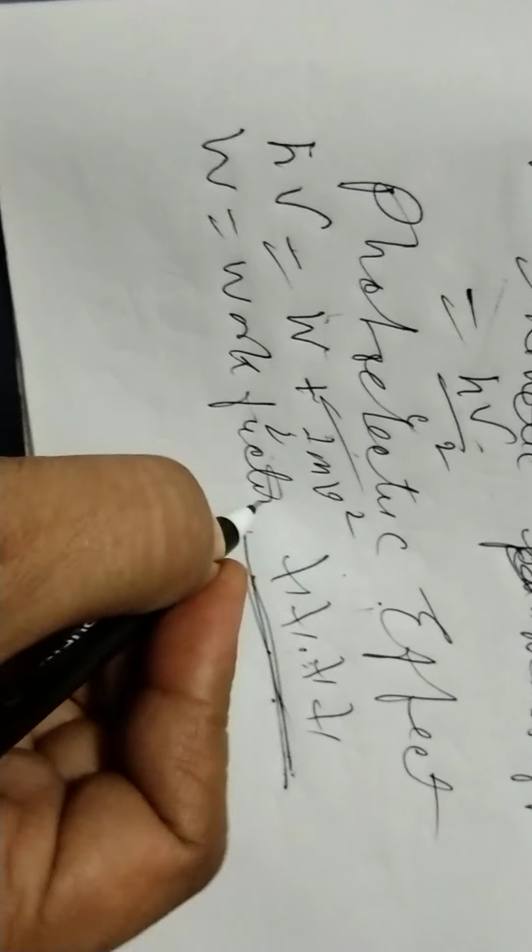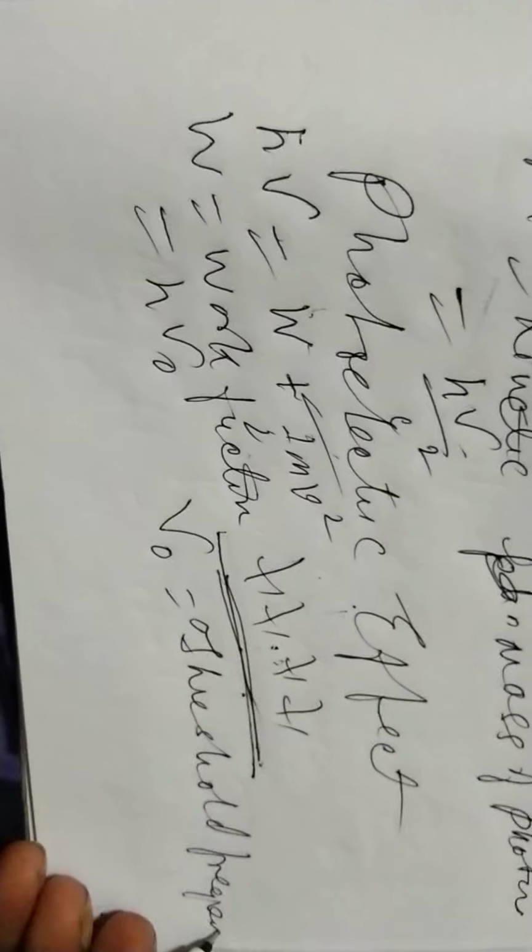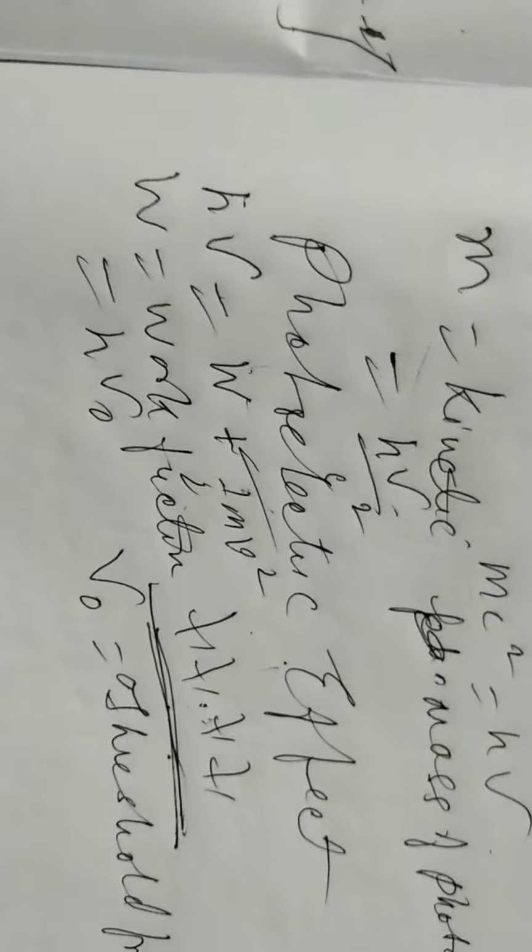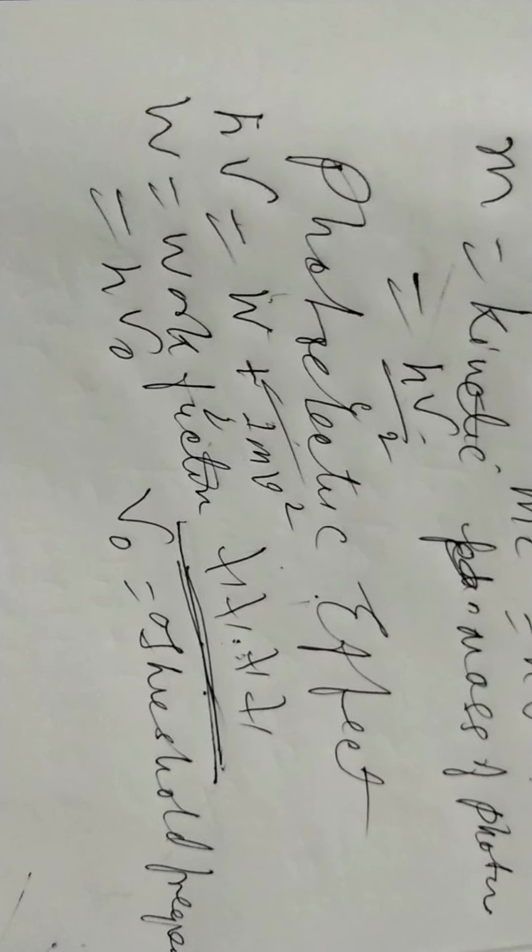Nu naught is the threshold frequency. Okay, so nu naught is the threshold. So let us first understand what the work function is. Work function is the minimum energy required by the electron to get out of the metal surface. This is the minimum energy requirement, and generally we measure work function in terms of electron volt.